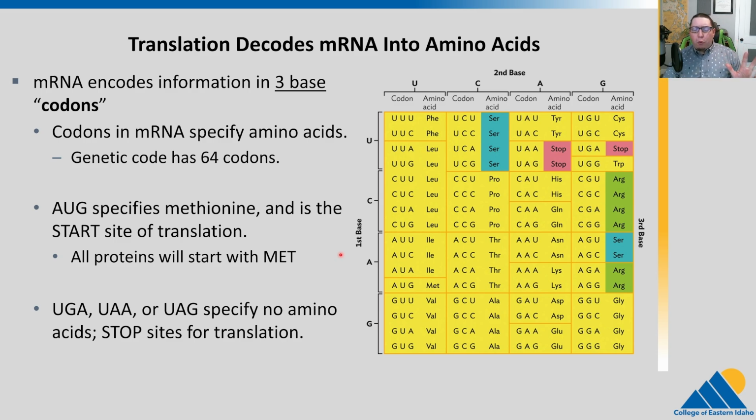Now, there are 3 very special codons that we need to talk about. The first one is AUG, which codes for the amino acid methionine. It is the only codon that does this, and it will be the codon that is at the start of translation. So that means all proteins will start with methionine. There could be other AUGs in the protein, and there'll be methionines, but all proteins should start with methionine. So that's like our number 1 rule in translation.